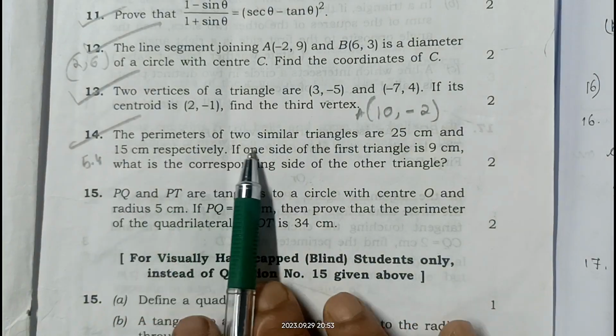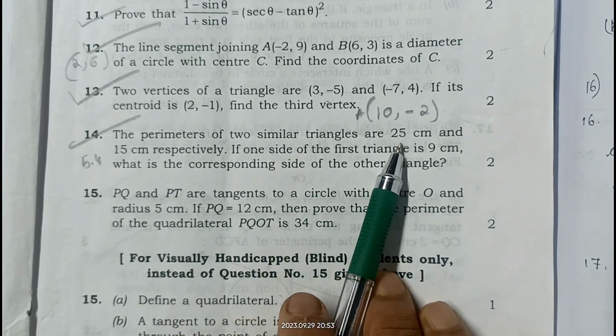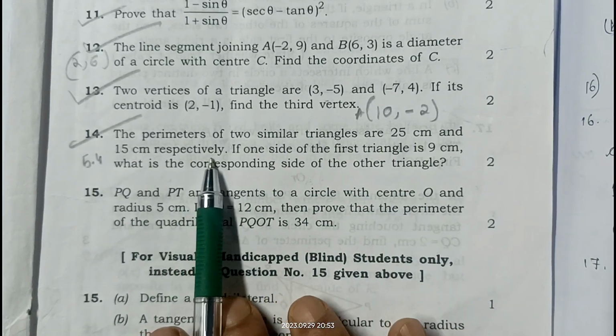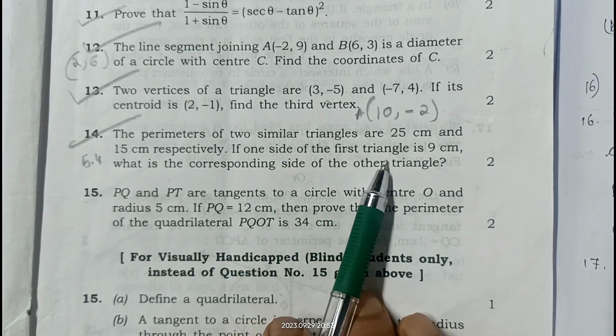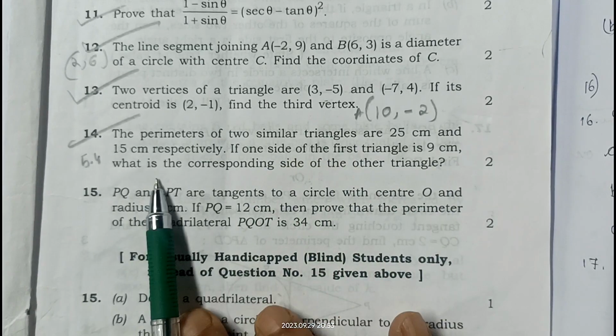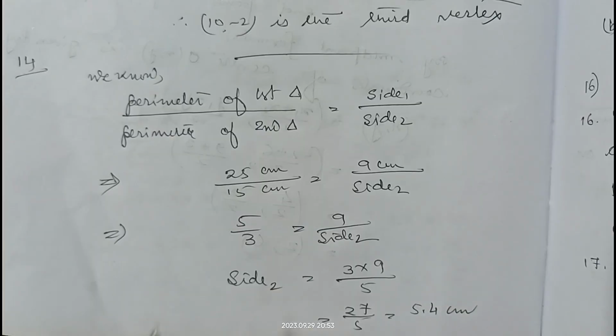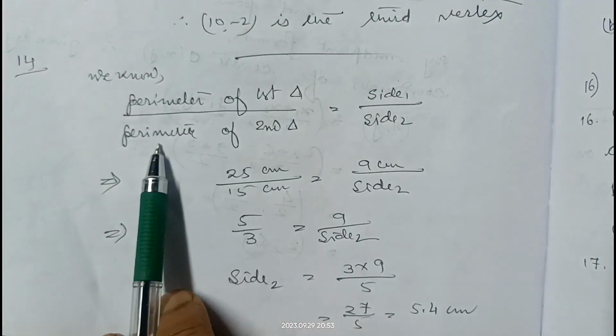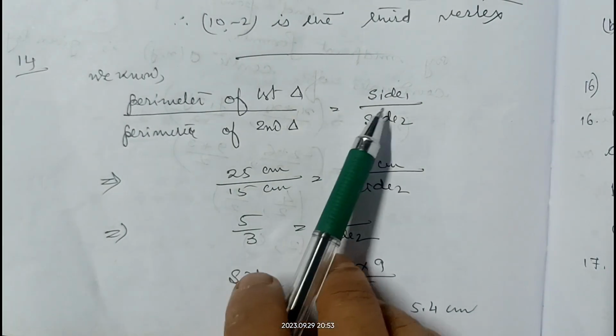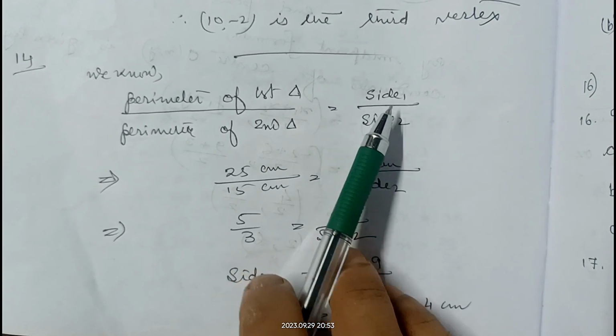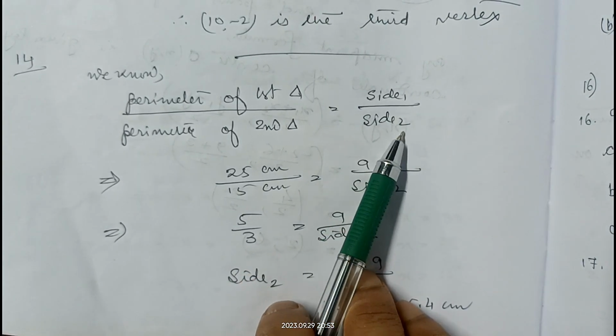Question number 14. The perimeters of two similar triangles are 25 cm and 15 cm respectively. If one side of the first triangle is 9 cm, what is the corresponding side of the other triangle? We know the perimeter of the first triangle by the perimeter of the second triangle is equal to the side of the first triangle by the corresponding side of the second triangle.